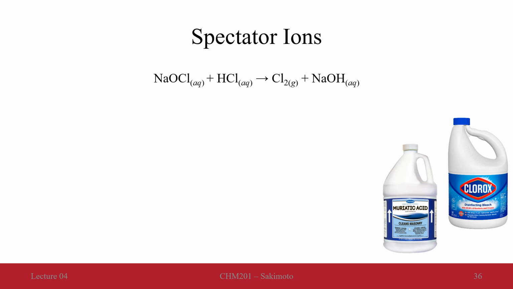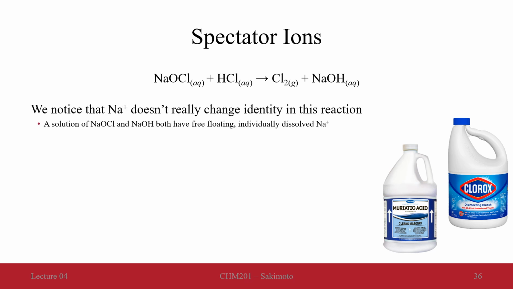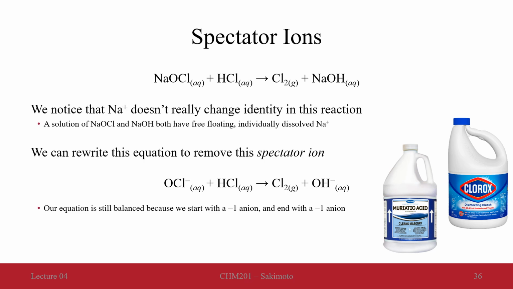We could simplify this equation a little more by removing our spectator ions. Again, in solution, our NaOCl will split apart into respective cations and anions, and so will HCl. And the only thing that really remains unchanged in this reaction is the Na+. It both begins and ends as Na+. So if we remove it, we can get to our net ionic equation that more appropriately reflects the key chemical change in this reaction of hypochlorite, OCl minus, reacting with HCl to produce chlorine gas and OH minus.